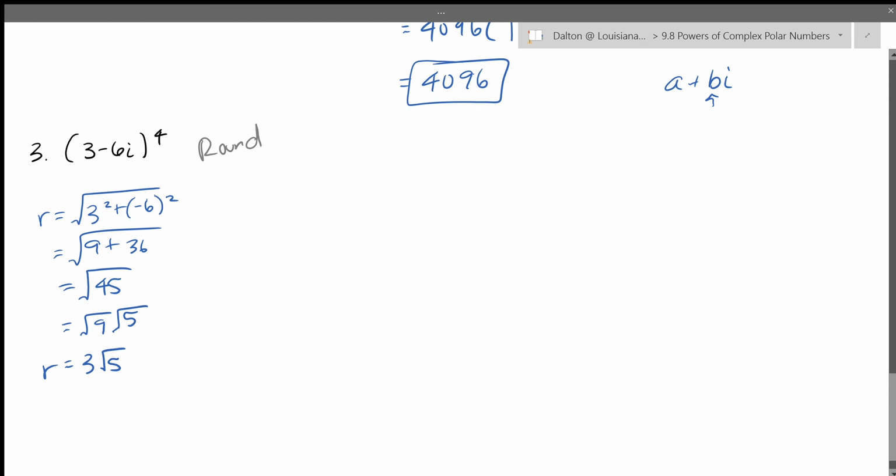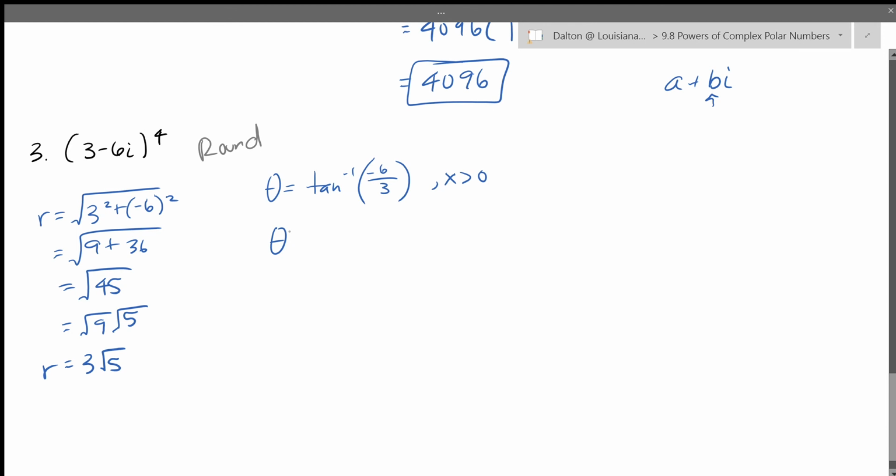Now, again, when I say round, typically you don't want to round until you have to. We don't have to round the square root of 45. We know that we can simplify that as much. You can probably round here and end up being okay, but I would wait to round to the very, very last possible minute. And then to get theta, we're going to do tangent inverse of y over x, which would be negative 6 over 3. And again, we have x is greater than 0, so we do not need to add pi.